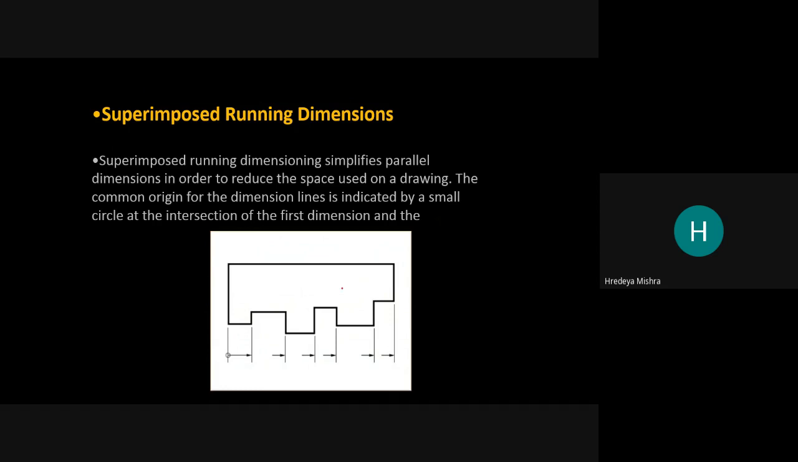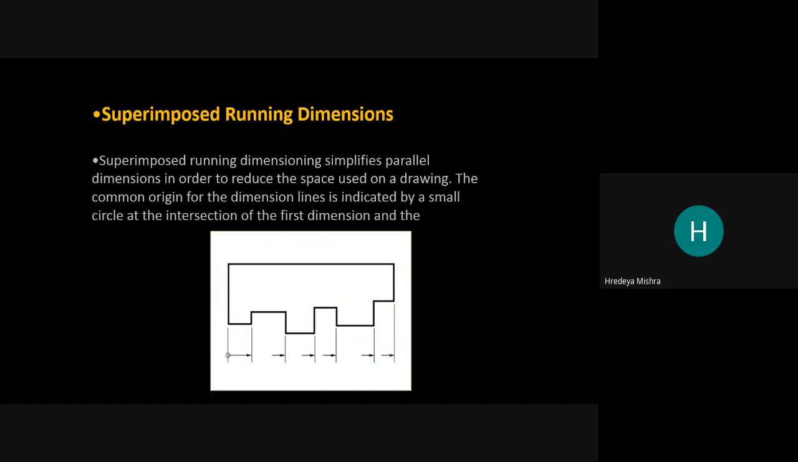Superimposed running dimensioning simplifies the parallel dimensioning. See, the same object is there. We represent the superimposed drawing like this. This is an example of superimposed dimensioning.